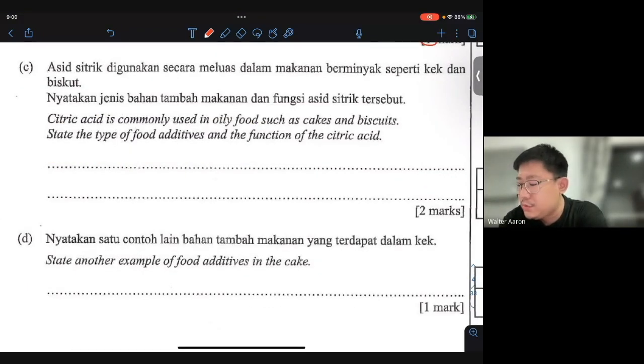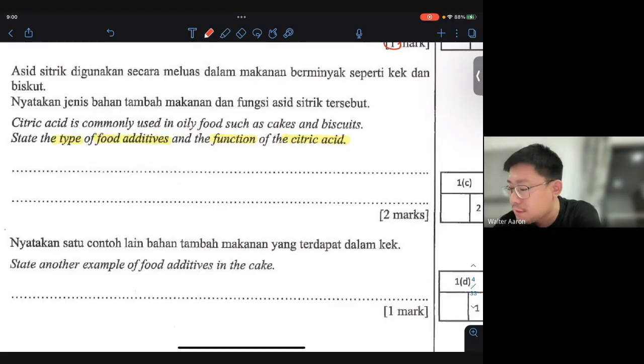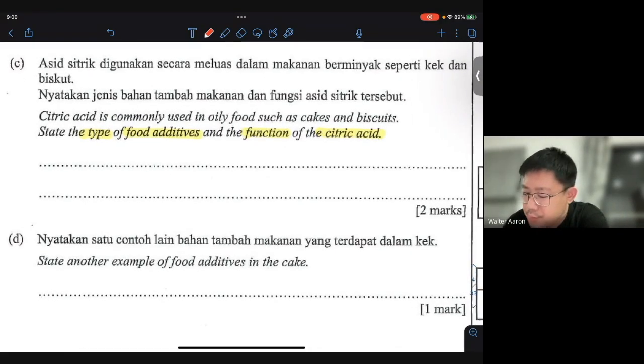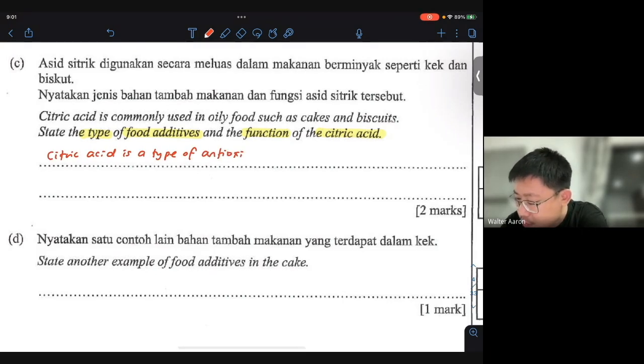Citric acid is commonly used in oily foods, cakes and biscuits as a food additive, and they ask you for the function of citric acid. Citric acid is much like ascorbic acid, and ascorbic acid is vitamin C. So it is acting as an antioxidant. So you can put there citric acid, a type of antioxidant which prevents oxidation of food.